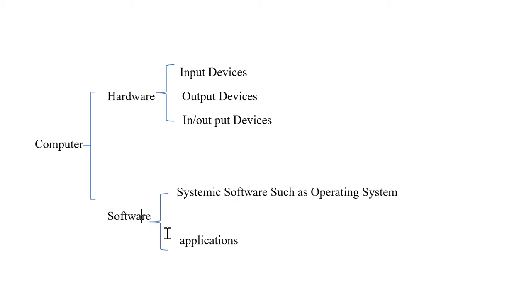What is software? Software includes all the instructions with which you can control all parts of your computer, and it includes two parts: system software and application software. System software could be, for example, the operating system. The operating system is like a manager for all parts. It can manage all applications and also all hardware.